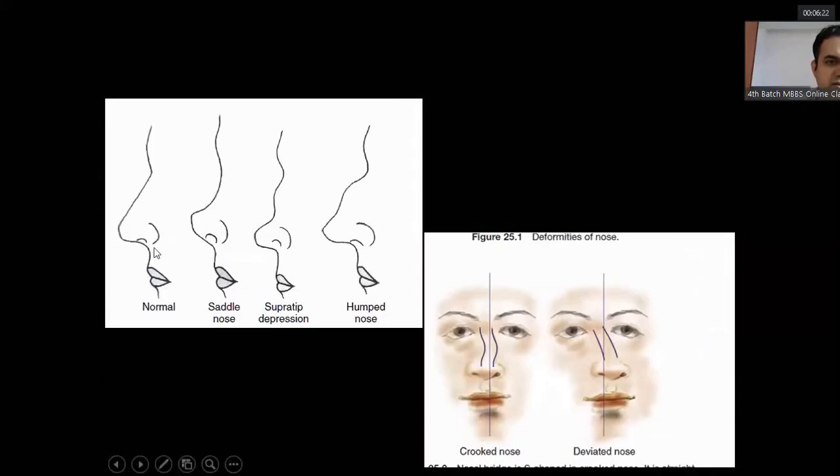These diagrams show you some nasal deformities. The normal nose appears something like this, but most of us have some sort of deviation. This is a saddle nose, and here you can see the supratip is depressed, so supratip depression, and this is a hump nose. Similarly, there is a crooked nose and a deviated nose. We are going to talk more about this in the class on the nasal septum.